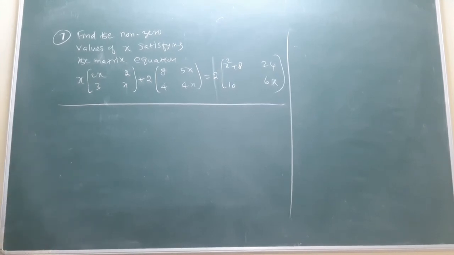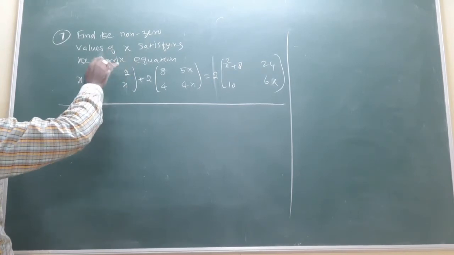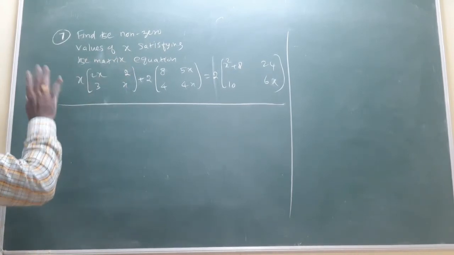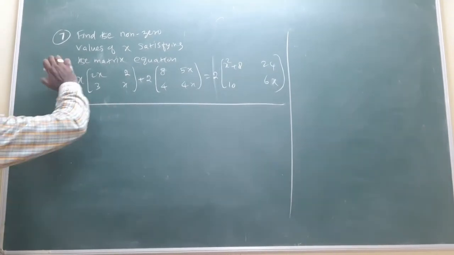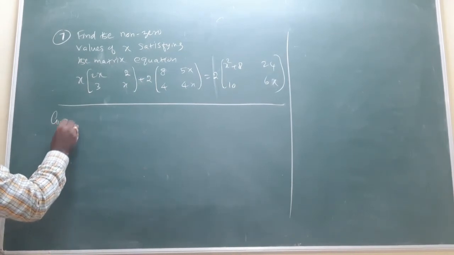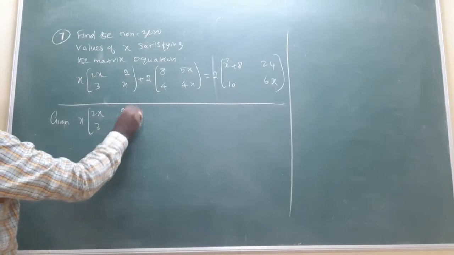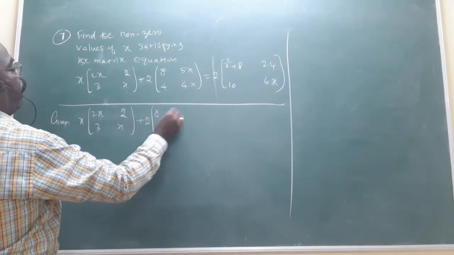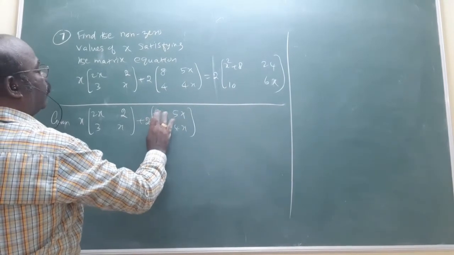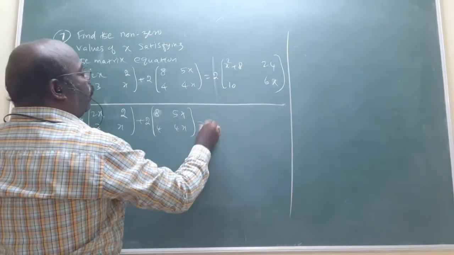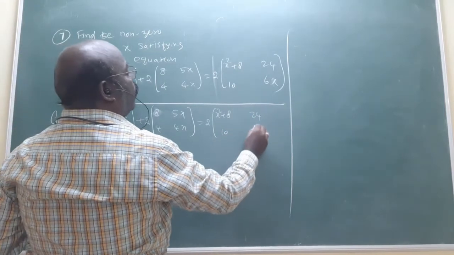Now solve the question. Find the non-zero value of x. You must find out the x; that value is not 0. Now what is given? Write the given. This is the question. The given quantity is x times the matrix [2x, 3], [x, x squared] plus 2 times the matrix [8, 5x], [4, 4x] equal to 2 times the matrix [x squared plus 8, 10], [24, 6x].